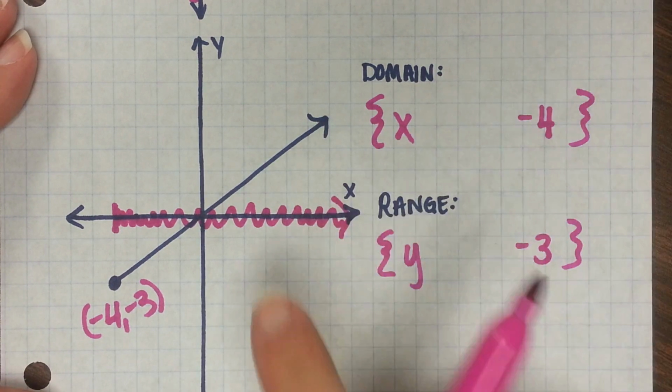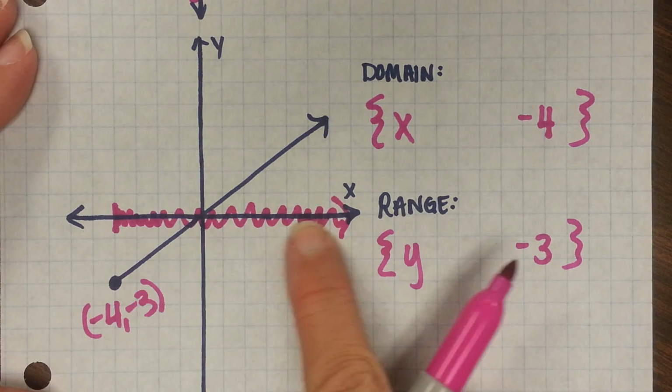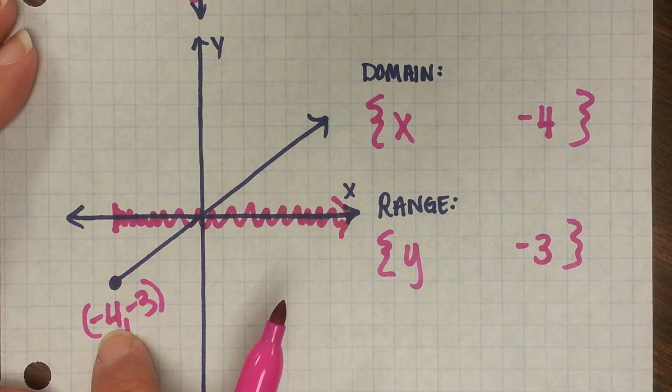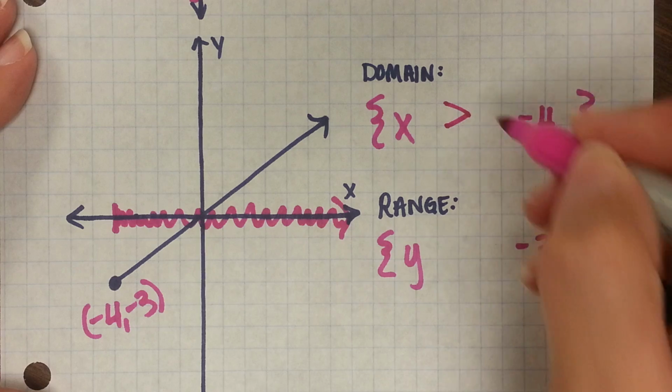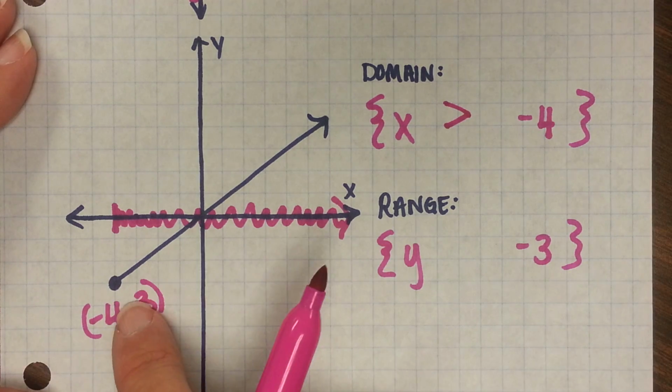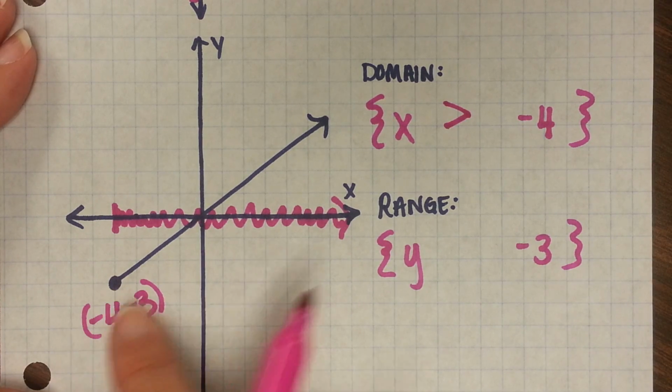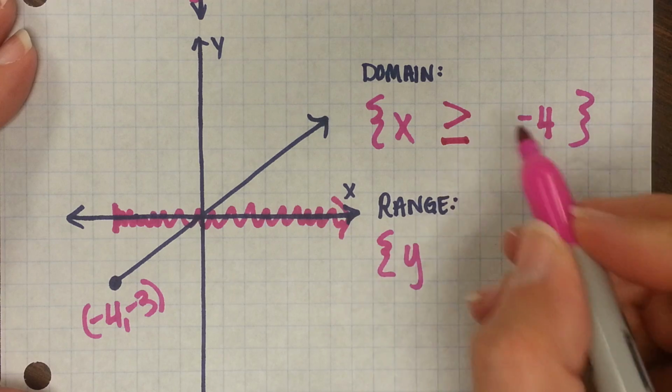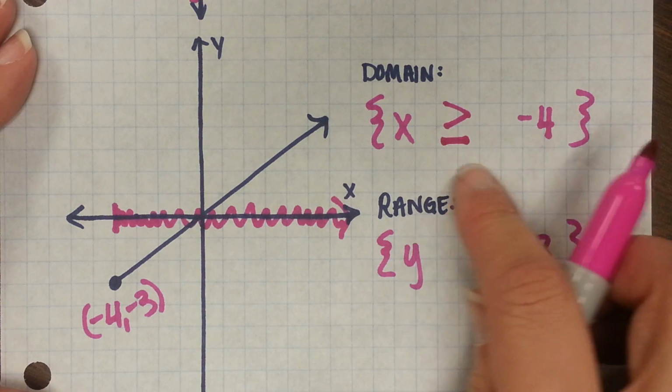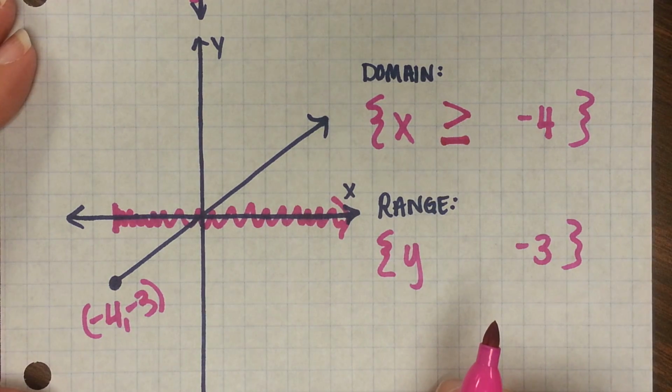So it's going to continue. That means all of these numbers are greater than this -4. So x is going to be greater than. Notice also we have a closed-in circle. That means it could also be equal to. So x could be greater than or equal to -4.